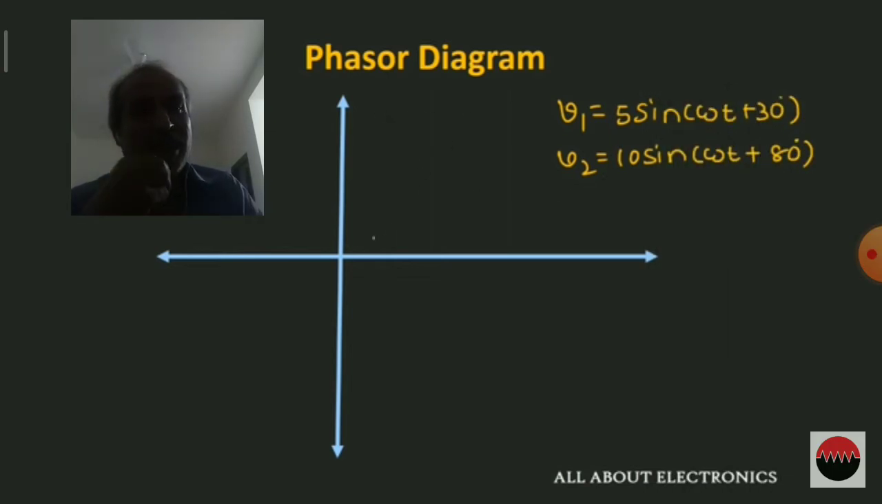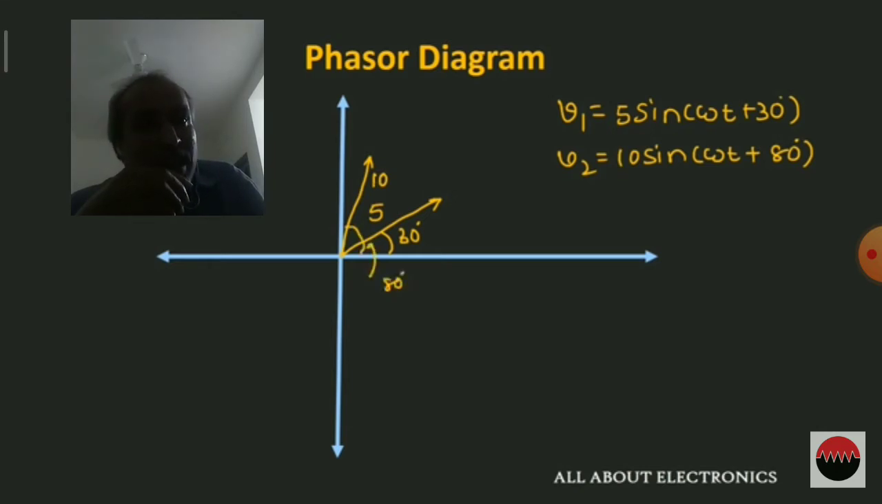So how to draw the phasors for V1 and V2? Let's draw the phasor vector for V1 whose amplitude is 5, and the angle made by V1 with the positive x-axis is 30 degrees. Similarly for V2, the vector amplitude is 10. Draw a phasor. The length of the line or vector represents the amplitude or magnitude, and the phasor angle is 80 degrees with the positive x-axis. In this way we can draw the phasor diagram for different voltages.